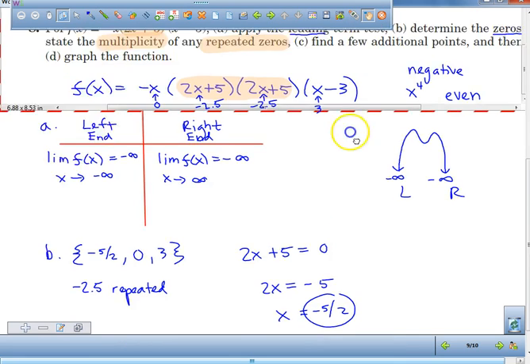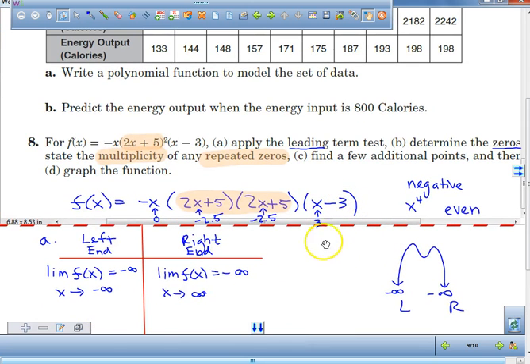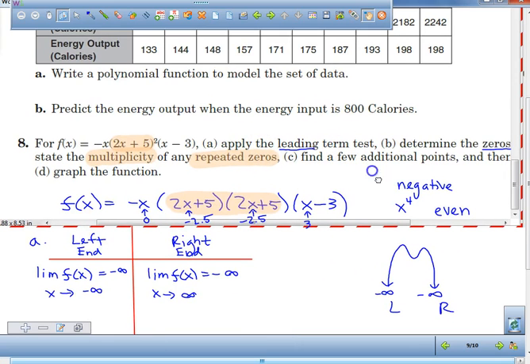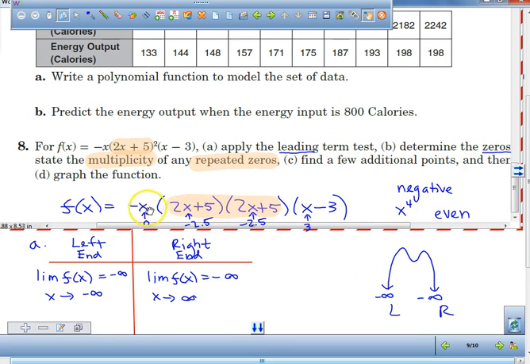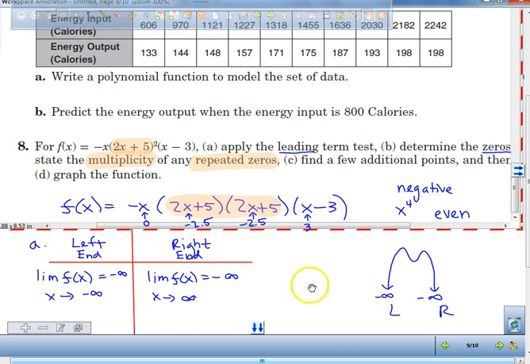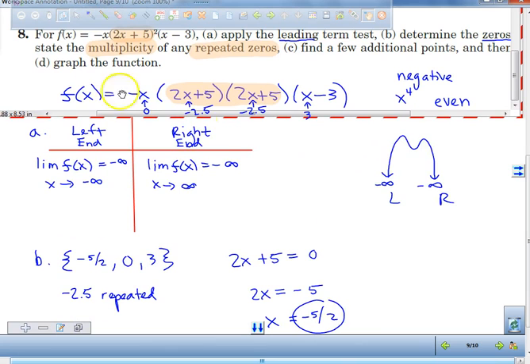So right now, to end what we're doing today, I want you to understand we applied the leading term test, and we determined the zeros by figuring out what numbers, when plugged into this, make this function equal to 0. And the graph of the function is going to eventually look something like this, but tomorrow we're going to go over how to graph everything.